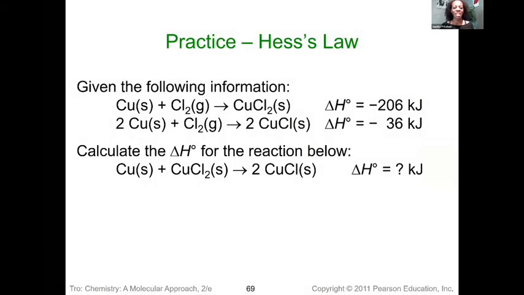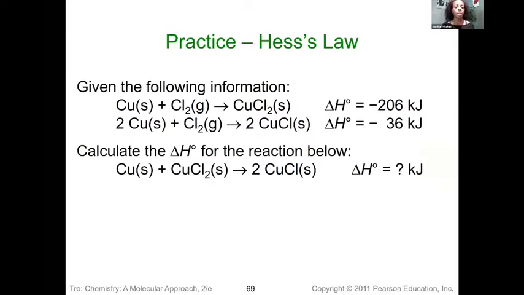So let's try an example. Here we are given some information about two equations. We have copper plus chlorine yielding copper 2 chloride, with an enthalpy value of negative 206 kilojoules. Then we also have copper plus chlorine produces copper 1 chloride, with a heat of reaction value of negative 36 kilojoules.